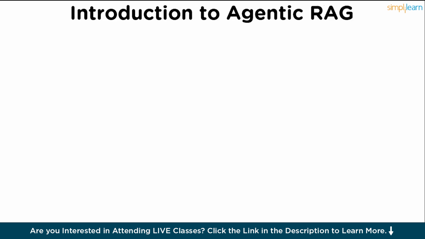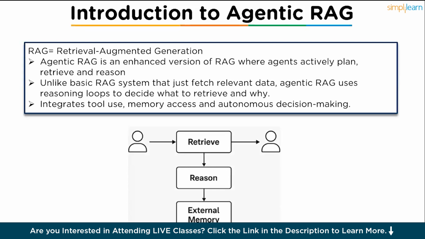Let us see what Agentic RAG is. So what is Agentic RAG? Agentic RAG is Agentic Retrieval Augmented Generation, which takes the basic principle of RAG and enhances it with reasoning and planning capabilities. Unlike traditional RAG systems that simply fetch relevant data, Agentic RAG enables agents to plan, reason, and integrate. Whereas in plan, they determine what data to retrieve and why based on the task at hand.